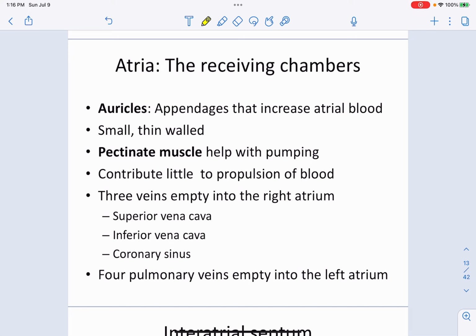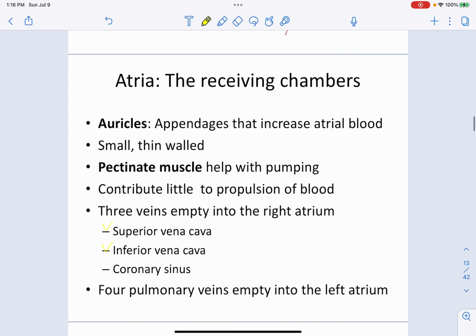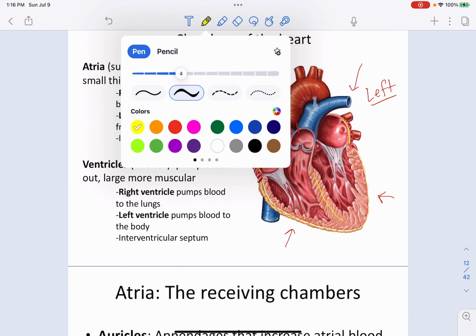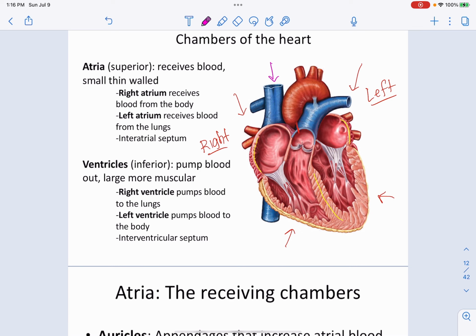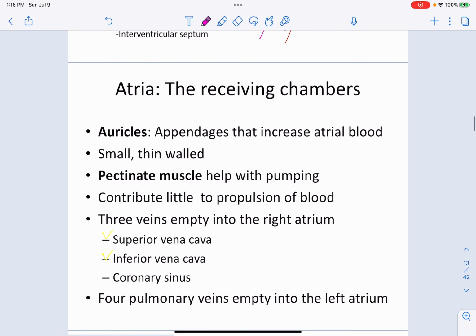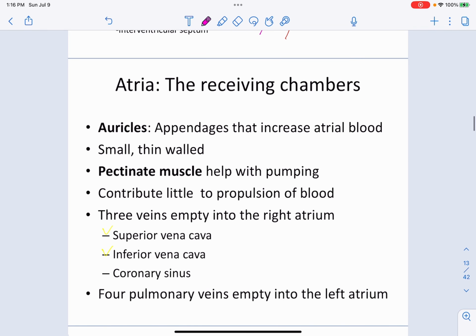And there are 3 veins that empty into the right atrium. So you have the superior and inferior vena cava. Let me show you those. So here, I'm going to change my color. Here is the superior vena cava. That is going to drain blood from the head and the neck region. And then you have the inferior vena cava, which will drain blood from the lower regions of the body.